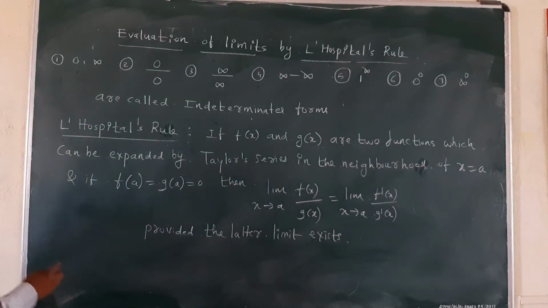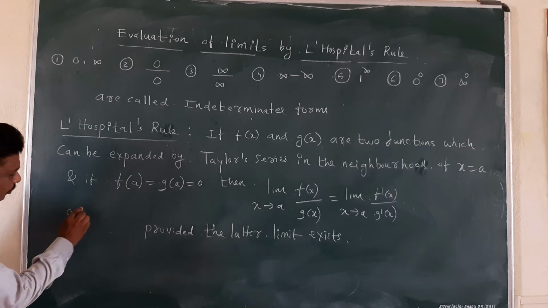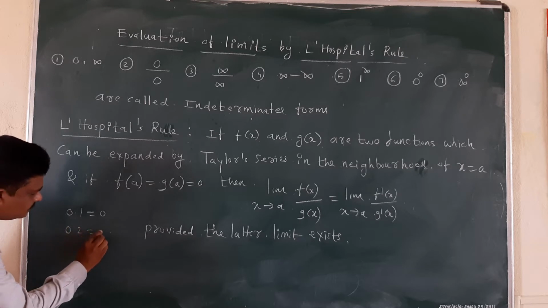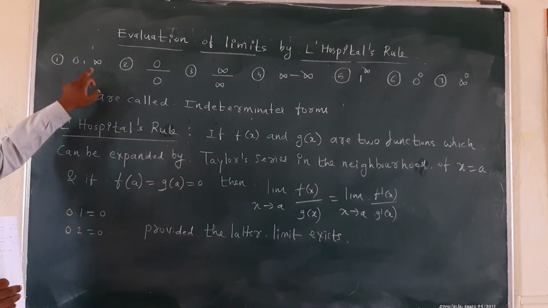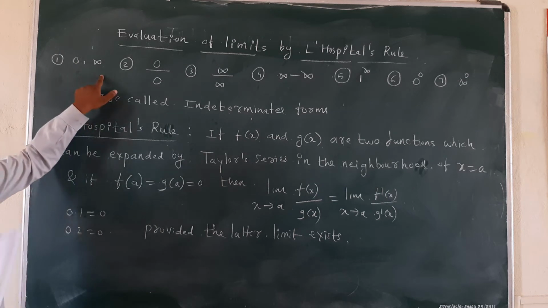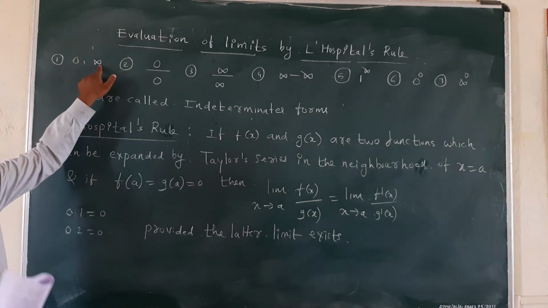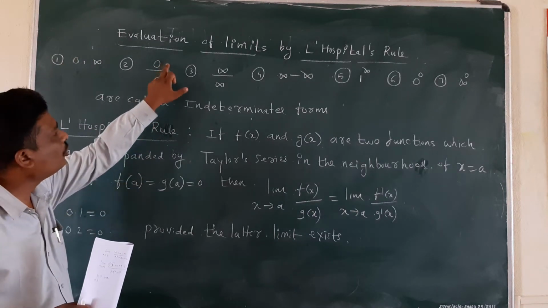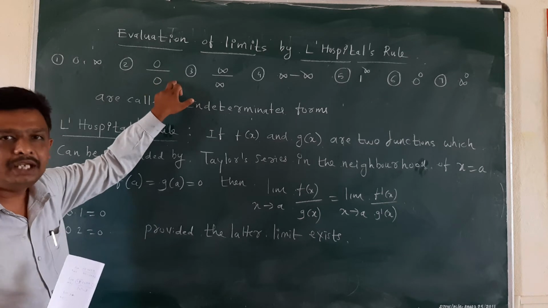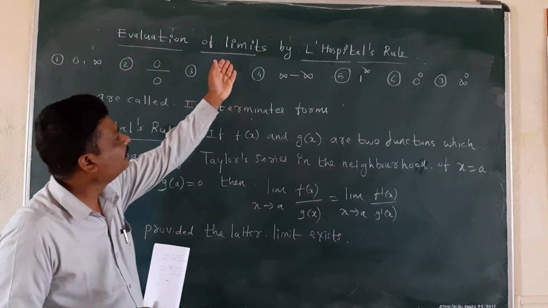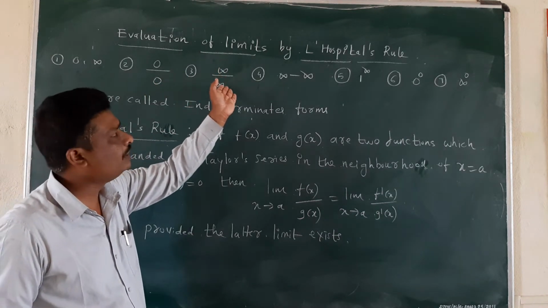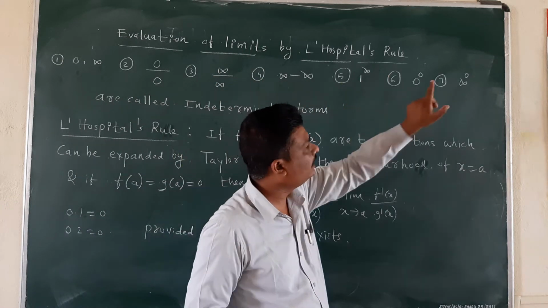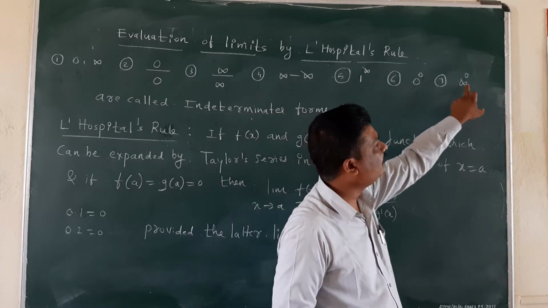For example, 0 into 1 is 0, 0 into 2 is 0. That is, any number into 0 is 0, but 0 into infinity we cannot define because we don't know what infinity is. Similarly, 0 upon 0 cannot be defined. Like that, infinity upon infinity cannot be defined. Infinity minus infinity, 1 to the power infinity, 0 raised to 0, and infinity to the power 0.